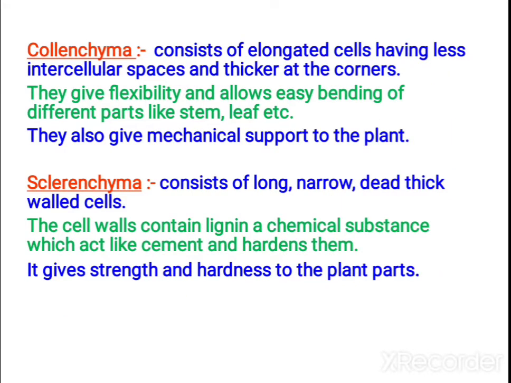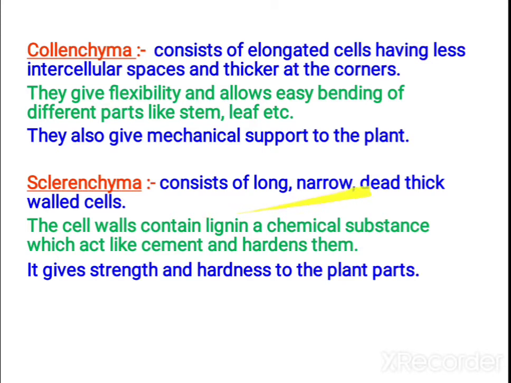Next, let us study collenchyma. It consists of elongated cells, and they have less intercellular space and are thickened at the corners. It gives flexibility and allows easy bending of different parts of the stem and leaf also. This provides mechanical support to the plant as it is thickened at the corners.